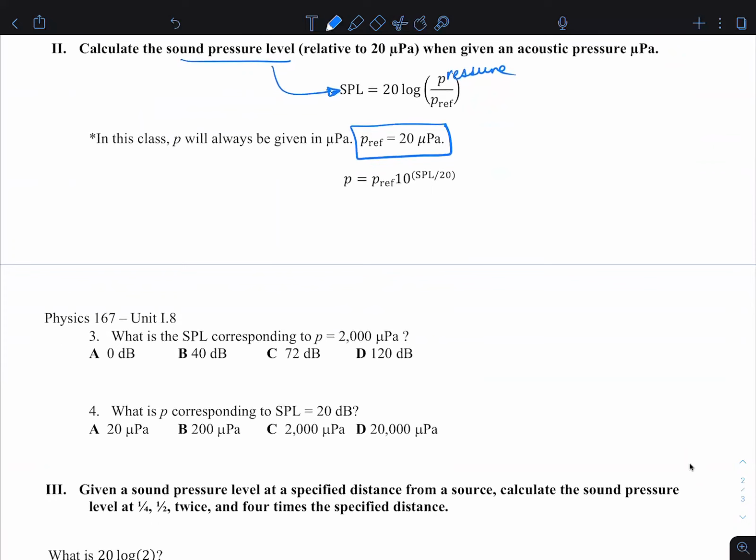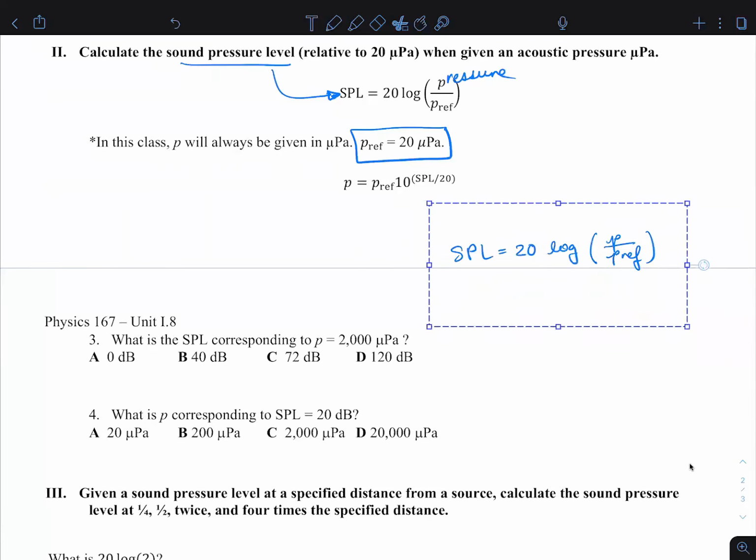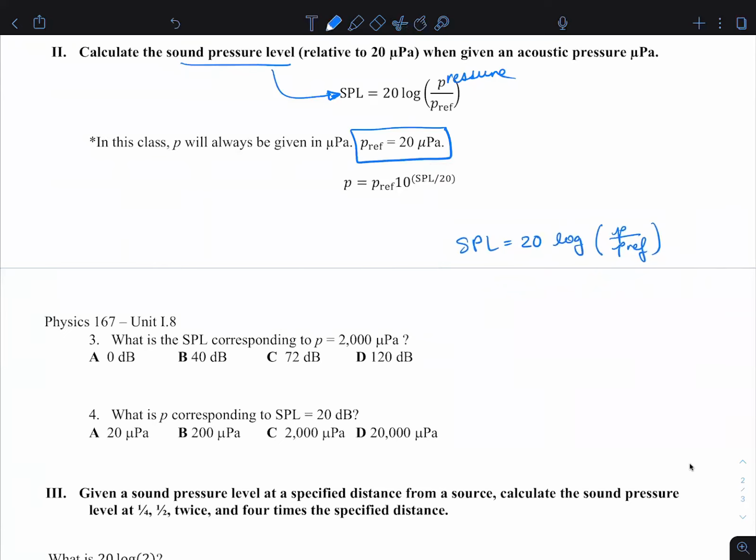So number 3 here is, what is the sound pressure level corresponding to a pressure of 2000 micropascals? Okay, so we have pressure. So our equation: sound pressure level is 20 times the log of P over P ref. So for this case, the sound pressure level is going to be equal to 20 log 2000 micropascals over 20 micropascals.